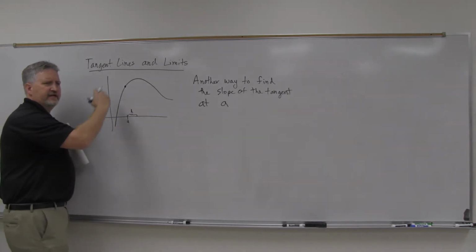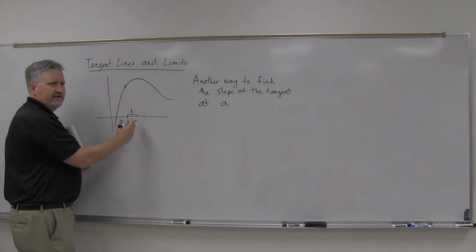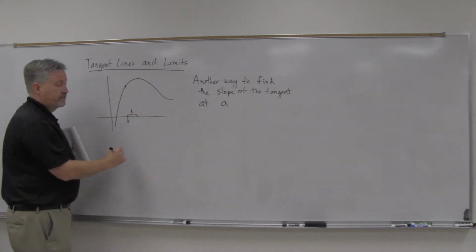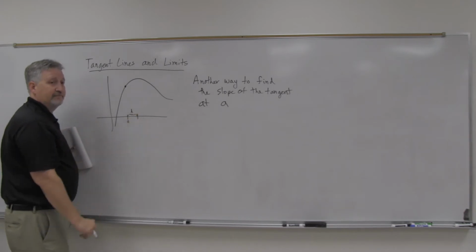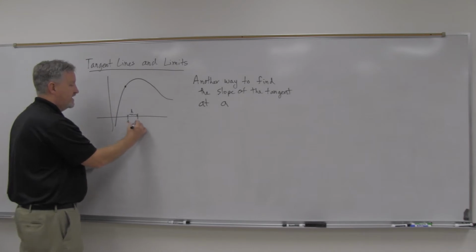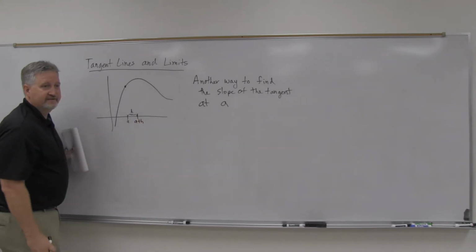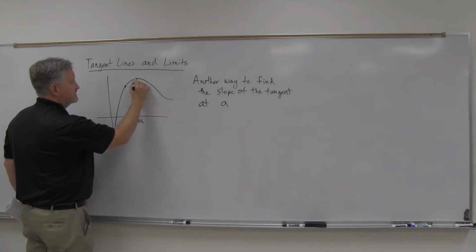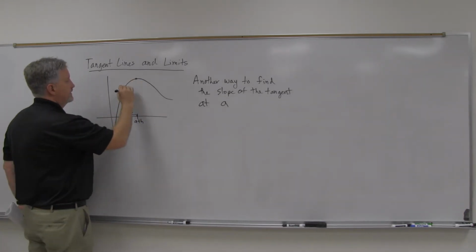So instead of saying I'm going to go out to just an x value out here, I'm going to say I'm going to go out h units from A. Well, what does that make the x value then if I go out h units from A? Well, it makes it A plus h is the x value there. And so that establishes my second point for my secant line.